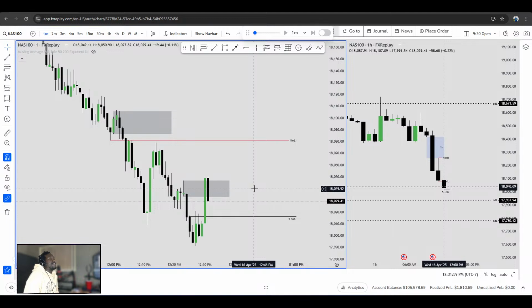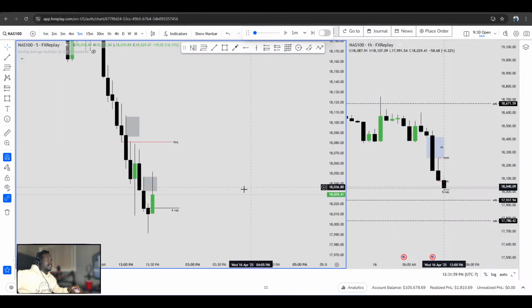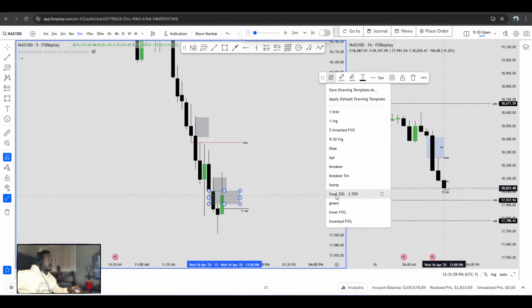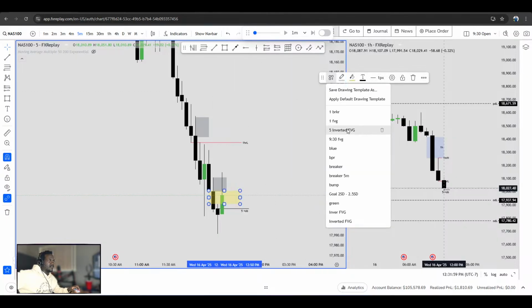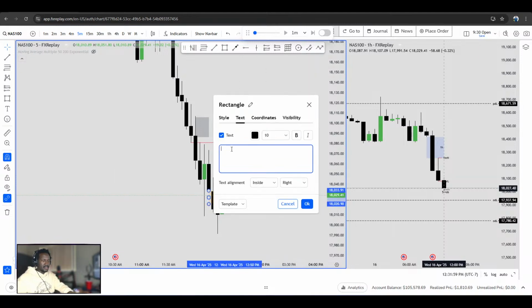Everything checks out, man. 5-minute order block confirm. Okay, I'm not gonna take that trade. I'm gonna add another filter. If we do close with the 5-minute above this 5-minute whatever here, inverted fair value gap, I will take a trade. Inverted fair value gap. Don't we have it on the 5-minute? There we go. And I like it when it's inverted 5.